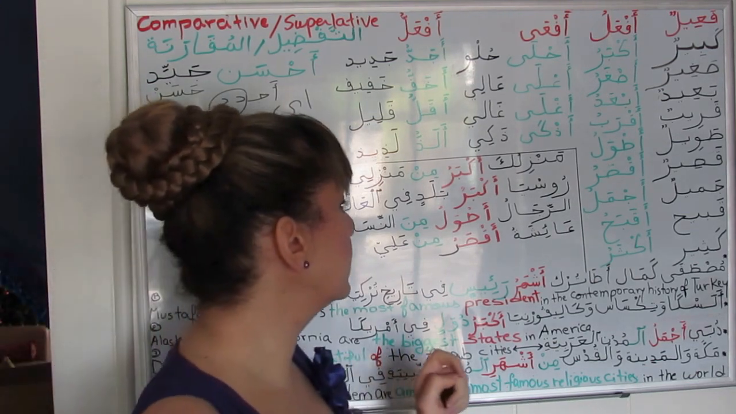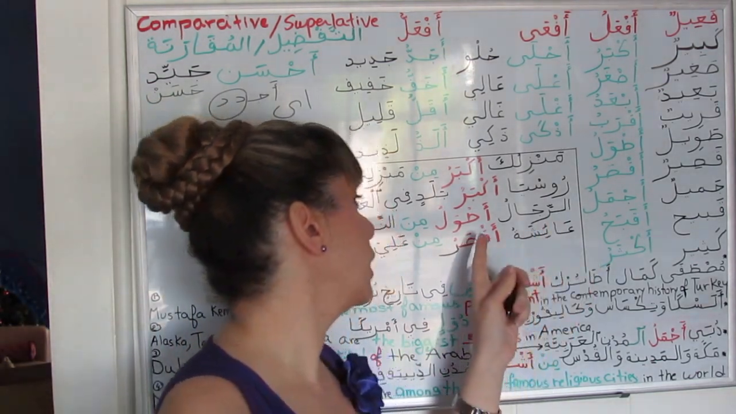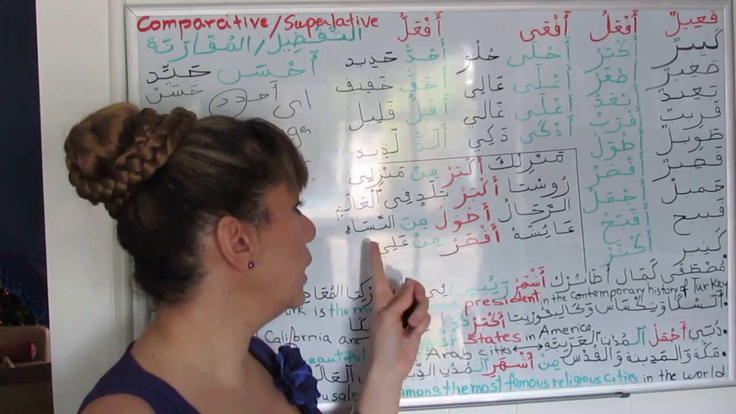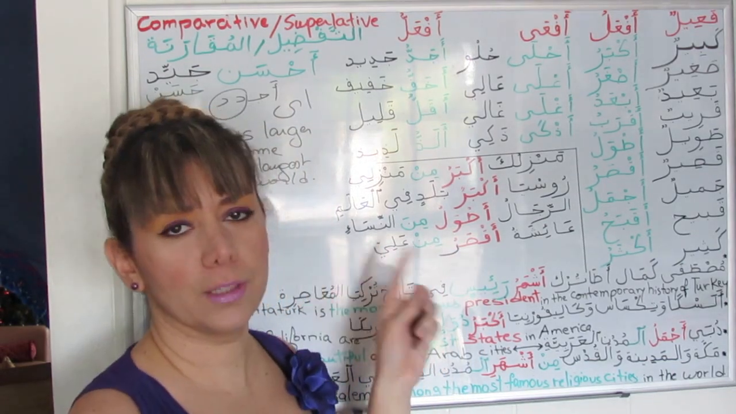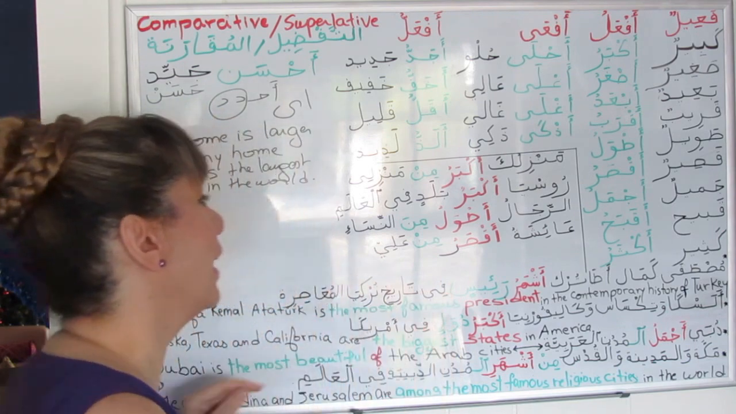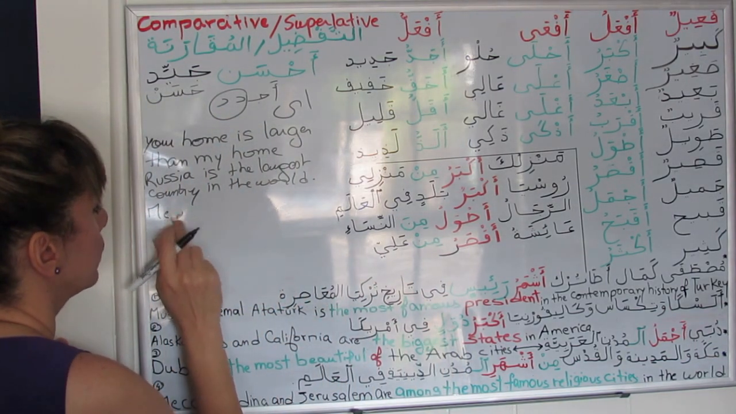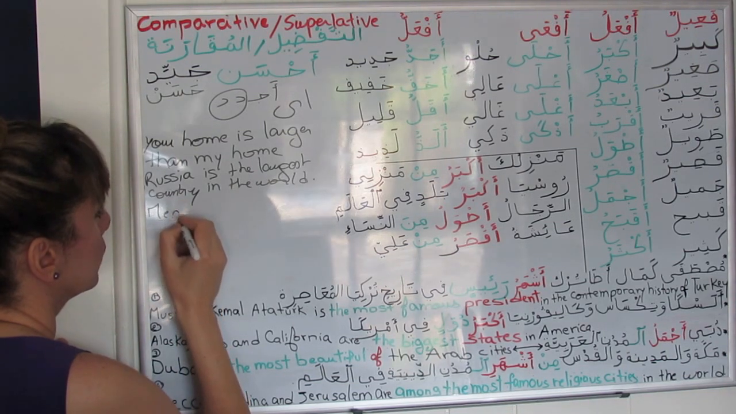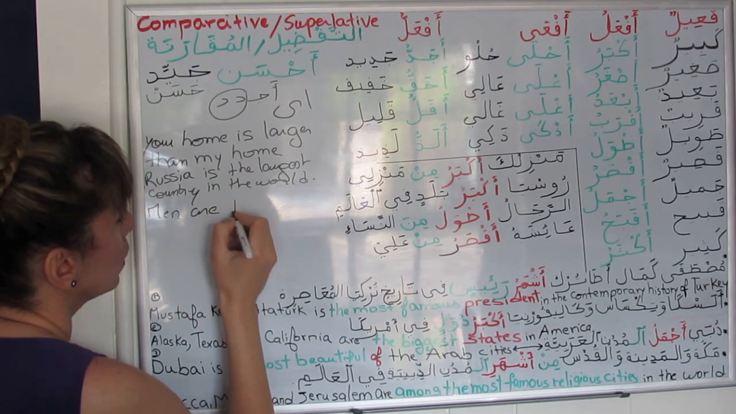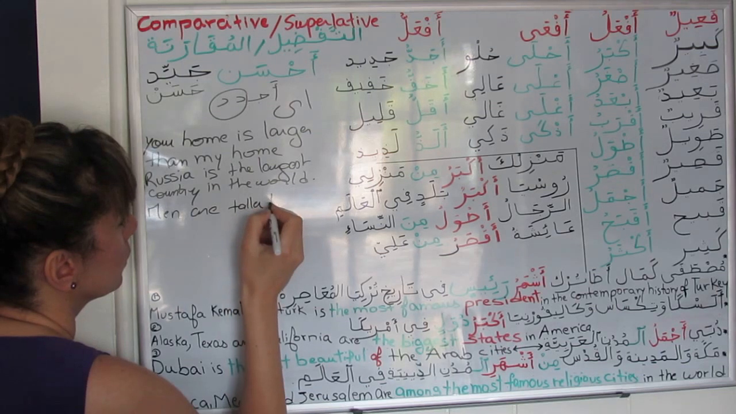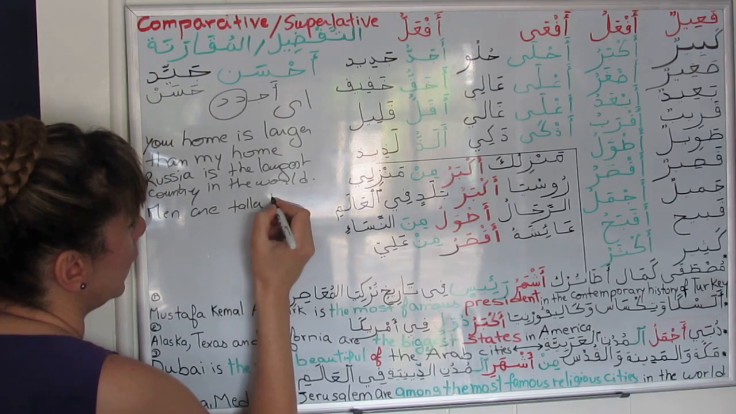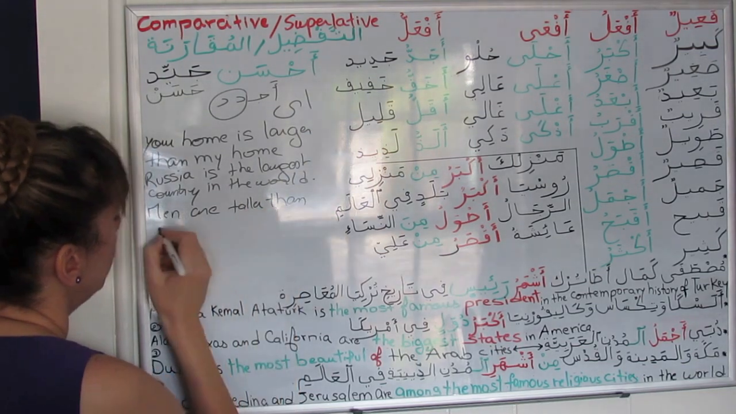We have other examples. الرجال أطول من النساء. It's not a fact, it's just an opinion. الرجال, men are taller than women.